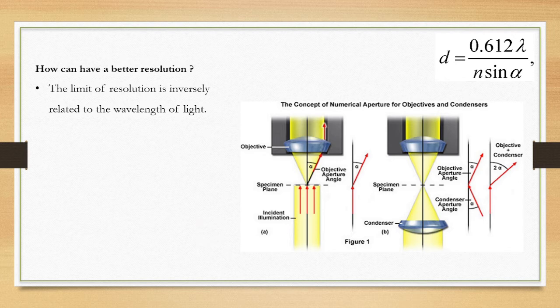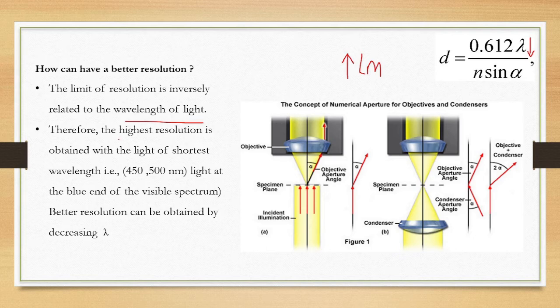For that, the limit of resolution, or LM, is directly proportional to the wavelength of light. So if the wavelength is smaller, you get a better resolution. One method to have a better resolution is to reduce the wavelength of the light.